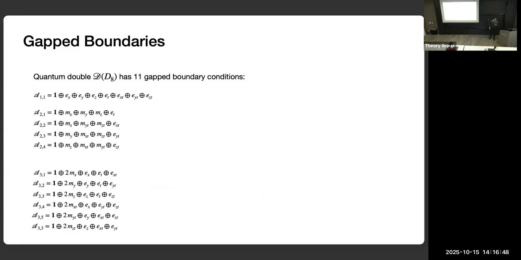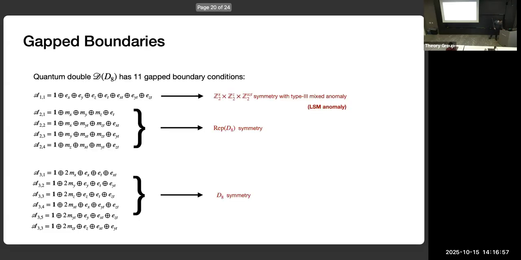So this D8 quantum double is a non-abelian topological order. It has 11 gapped boundary conditions, which I organized in this way. You will see why. Now, if I choose these as my top boundary, they impose the following symmetries. The first one, if I only condense the E anyons at the top boundary, gives me a Z2 times Z2 times Z2 symmetry with a type 3 mixed anomaly. This is what I have initially called the LSM anomaly.